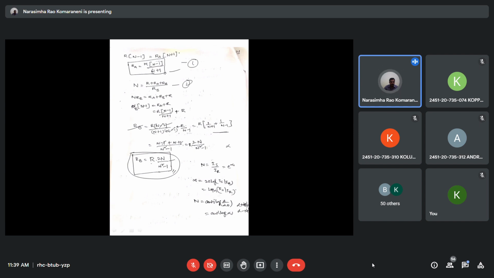Okay, so now we got this RA, that is the shunt branch RA value, and the series branch RB value, in terms of the terminating impedance, that is R, and the N value. Now based on these derivations, we'll design one symmetrical T attenuator. Okay, note down.